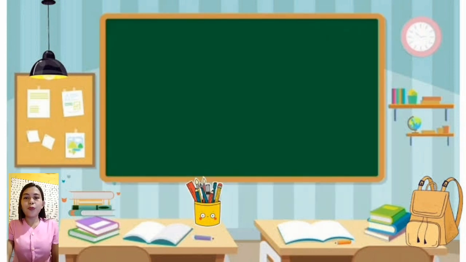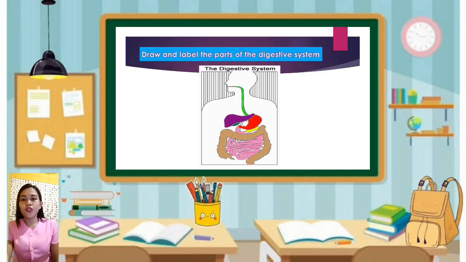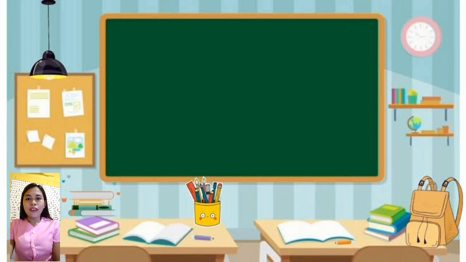Did you learn from the video presented? Yes, you've learned more about the parts of the digestive system, and how it works and functions. So let's have the activity. I have here a digestive system model, so you should draw and label the parts of the digestive system based on its color coding. And afterwards, we will check your works. How would you do? Okay, let's check your outputs.